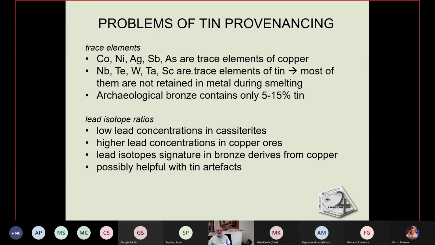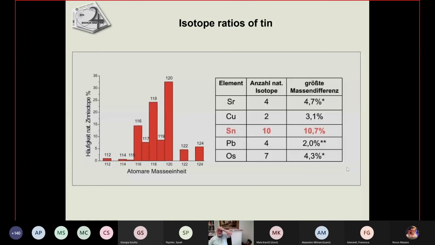the provenance of tin is not easy because the trace elements, tin is usually very pure. There are not many trace elements at significant concentrations. And especially if you mix tin with the copper, then the tin is a minor component in the bronze and only contributes very little to the trace element budget. And in addition, the lead isotope ratios cannot be used in the bronze because the lead isotope ratios are a signature of the copper. Well, let's go over this.